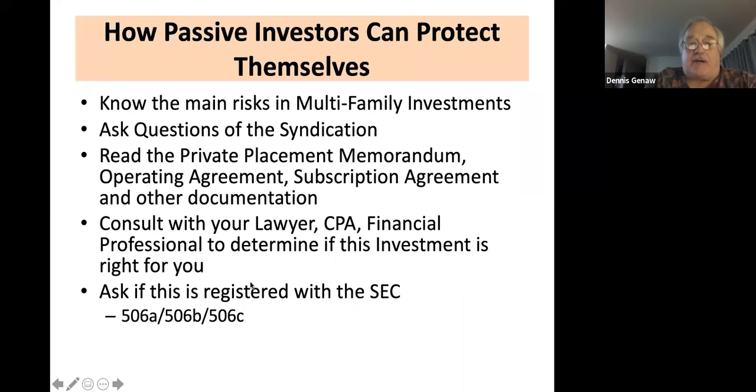And I always like to understand, if they're going to syndicate, they must register with the SEC. How they register, one of these 3 ways, is going to dictate how they can raise money. Each of these has different requirements and limits on how much they can raise and who can participate. So you want to make sure you're dealing with the right kind of registration so that they're not improperly getting someone into the investment that shouldn't be there.